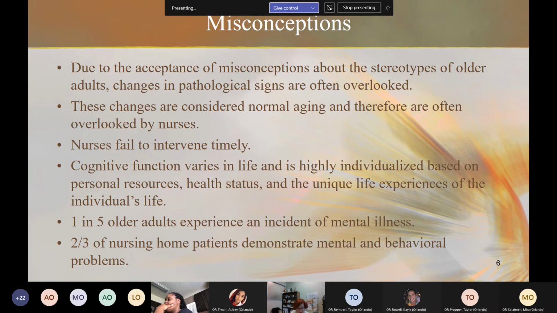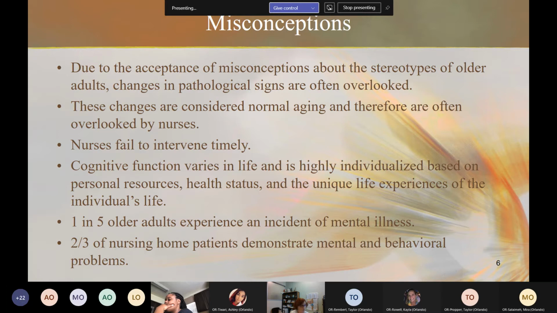And nurses also fail to intervene timely. Well, that's not necessarily true. These are misconceptions. Nurses do tend to be very observant and able to pick up on some of these unusual, bizarre behaviors before it gets out of control. And of course, our role is to identify those, come up with plans of care, and notify the healthcare provider if we see anything.